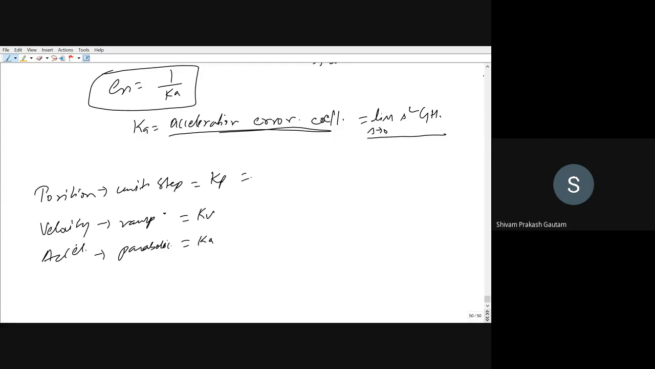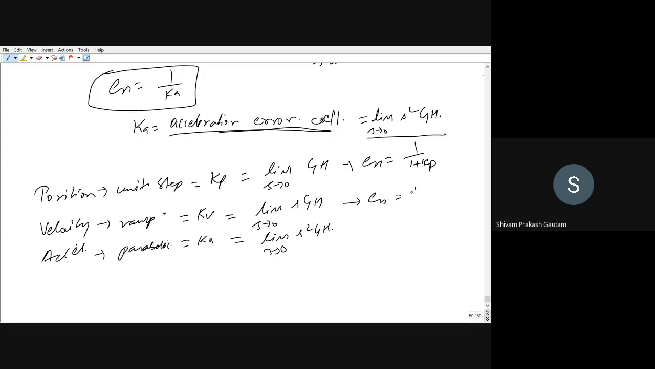And how you calculate KP? Limit S tends to 0, G into H. How you calculate KV? Limit S tends to 0, S into GH. How you calculate KA? Limit S tends to 0, S square into GH. Is it okay? And how you calculate error in this? That is equal to 1 upon 1 plus KP. Error in this case will be 1 upon KV. Error in this case will be 1 upon KA. Tell me, is it okay or not?